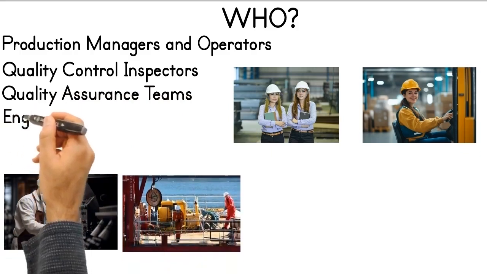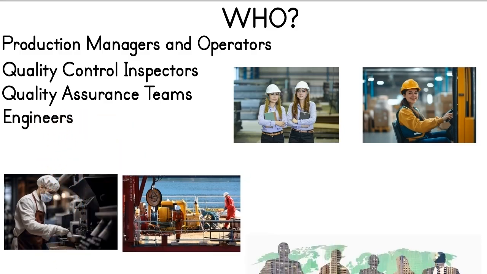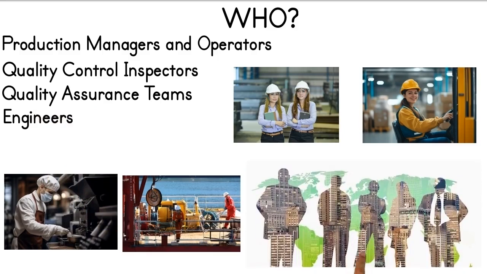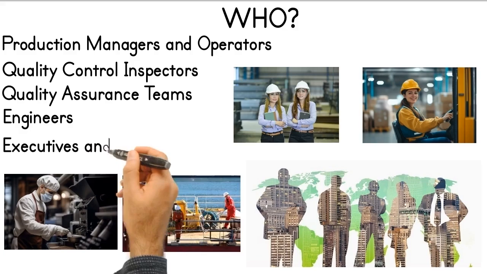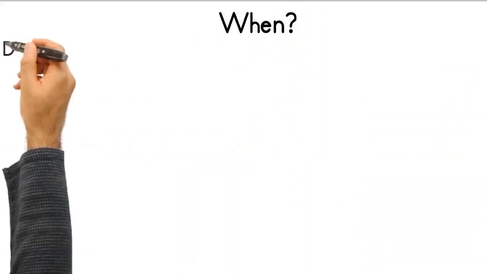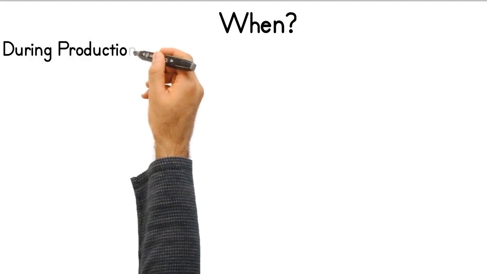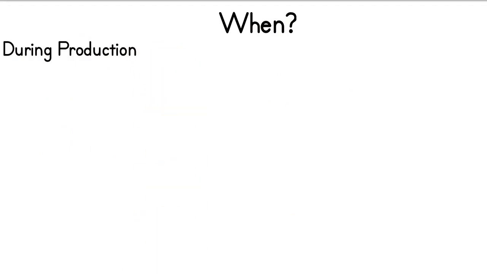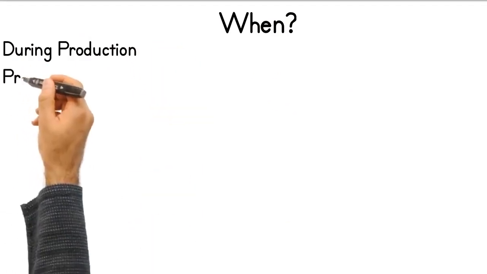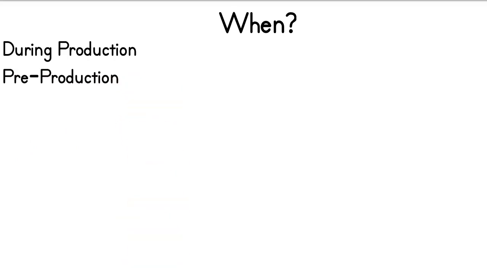Executives and leadership. They oversee and ensure that quality control and process management are aligned with business objectives, and they make strategic decisions based on process performance metrics. When is quality and process control applied? During production. Process control is applied throughout production to ensure that processes remain stable and quality standards are continuously met. For example, monitoring the temperature in a molding process to prevent defects.